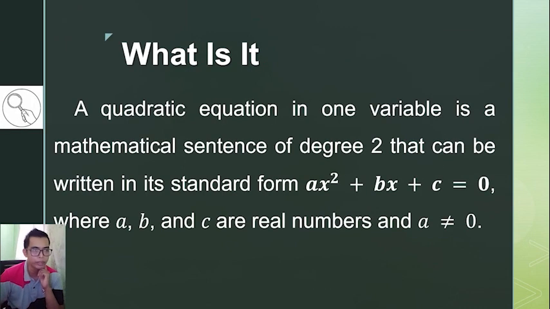Okay, so what is it? Quadratic equation. This is what we call the equation earlier. A quadratic equation in one variable is a mathematical sentence of degree 2. That means the highest exponent that you can see on the variable x is 2. It can be written in its standard form, which is ax squared plus bx plus c equals 0, where a, b, and c are real numbers. Real numbers are counting numbers, integers, negative numbers, decimals, fractions. But there is still a restriction where a should not be equal to 0.